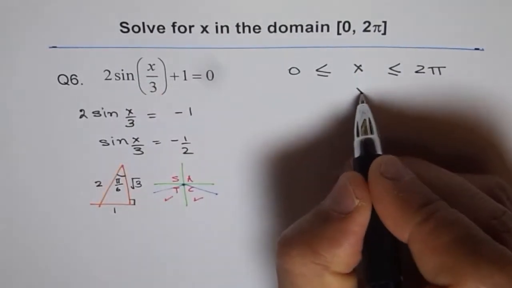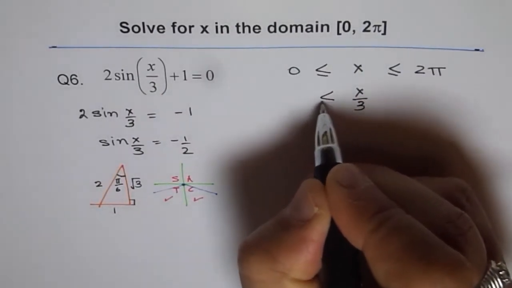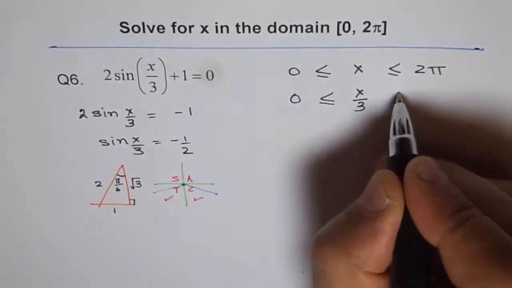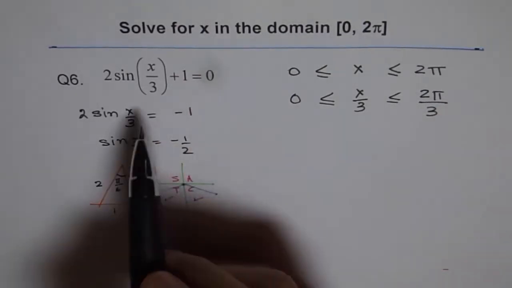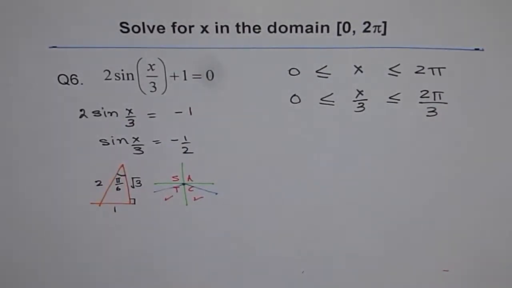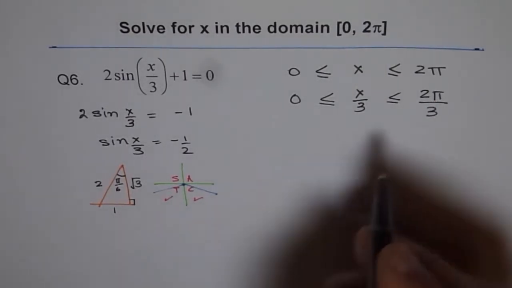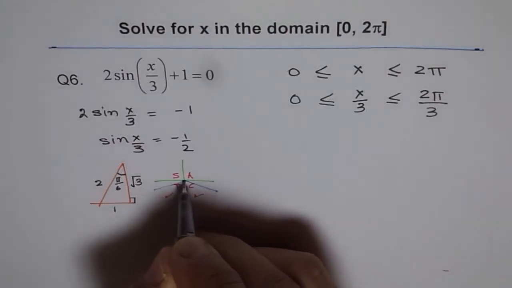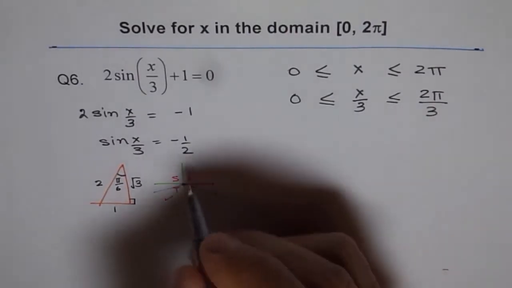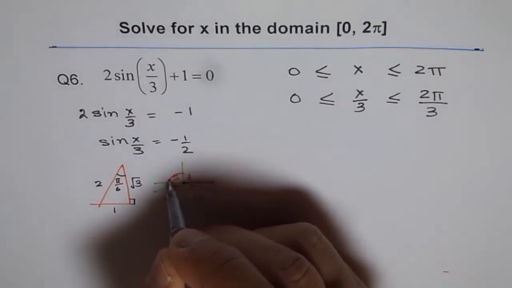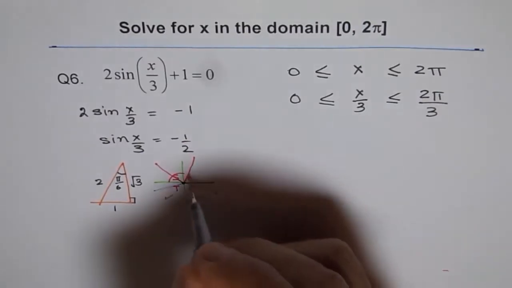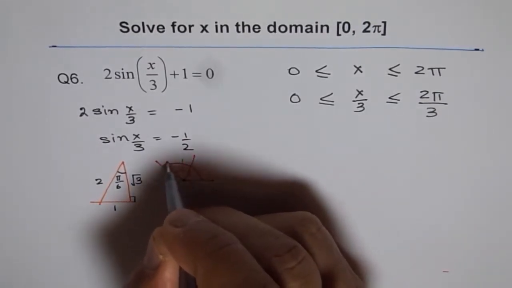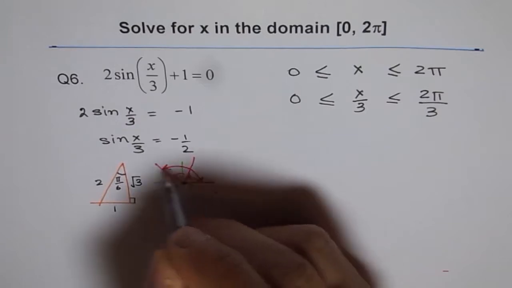So for x by 3, we divide all the sides by 3, and we get 0 divided by 3 is 0, less than or equal to x by 3, less than or equal to 2 pi by 3. That means this angle which we are looking into should be between 0 and 2 pi by 3. Now where is 2 pi by 3? So 0 is there, so from here to 2 pi by 3. This pi is divided into 3 equal parts. So 1 pi by 3, and that is 2 pi by 3. So our domain is actually from here to here.